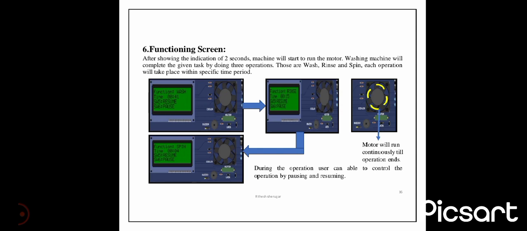The washing machine will complete the given task by doing 3 operations. Those are wash, rinse, spin. Each operation will take place within a specific time period. These time periods are set in the program as per the standards. During the operation, the motor will continuously run until the operation ends.